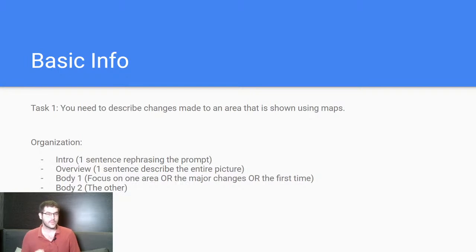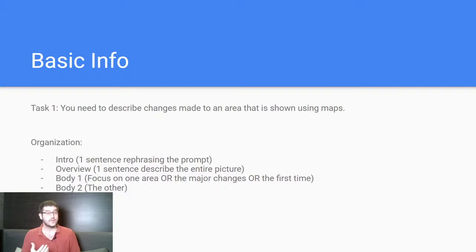Second, we have to remember the organization of task 1. Every task 1 essay should follow the same format. First, you have an introduction where you rephrase the prompt. Second, you're going to have your overview where you describe the entire graph or the entire picture in one sentence. Third, you have body 1, which is typically 3 to 5, sometimes 6 sentences, and then body 2, which is the same. Now, if you do not have an overview, the highest score you can get for task achievement is a 5. So it's really important that you always have one.